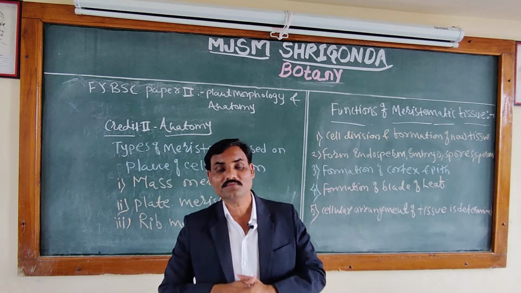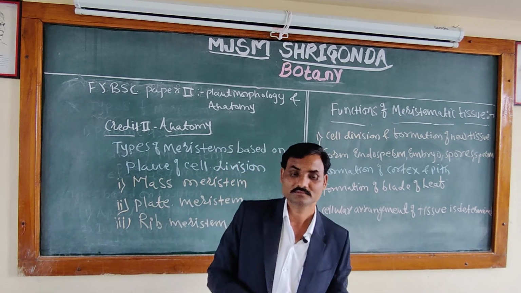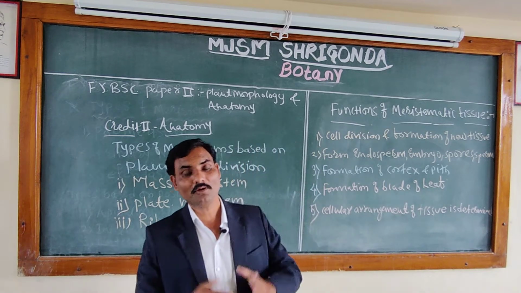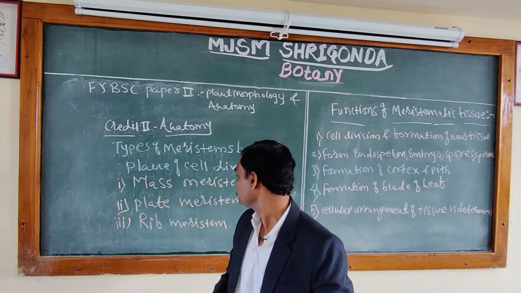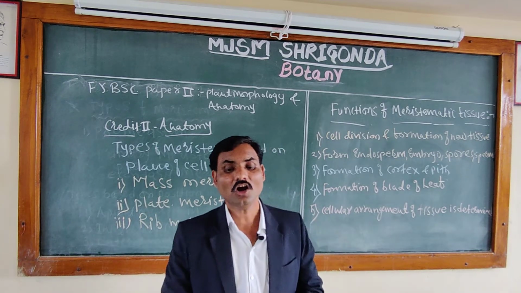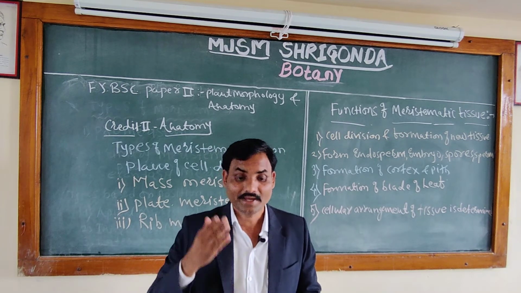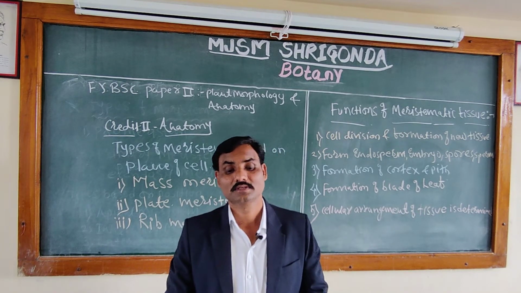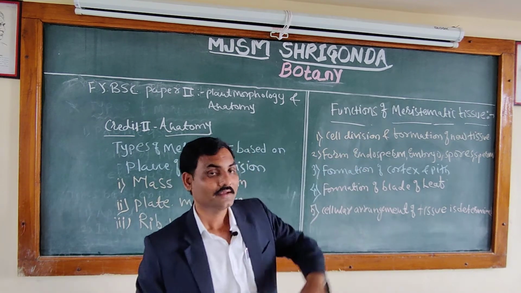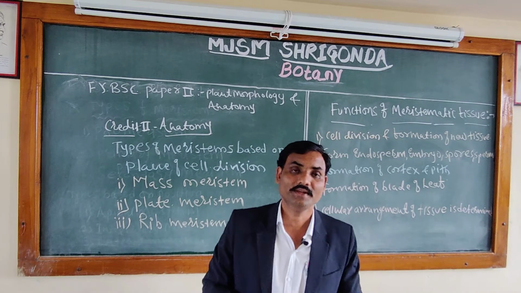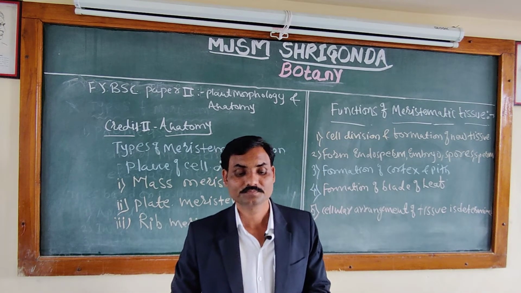Then mass meristems divide in all planes. Mass meristem, the second type of meristem, divides in all planes and forms endosperm, egg, embryos, spores, and sperms. That is the second very important function of the meristematic tissues.